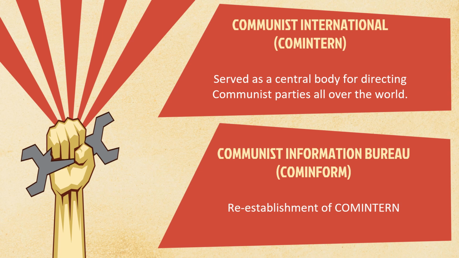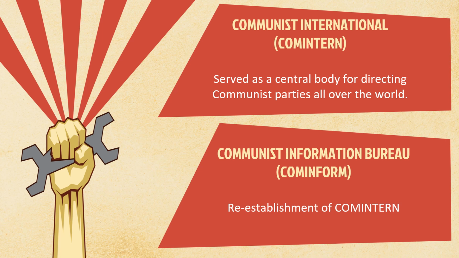Lenin died in 1924 and was succeeded by Joseph Stalin, who dissolved the Comintern. So the Comintern disappeared. However, after World War II, Stalin re-established it, but under a different name: the Communist Information Bureau, or the Cominform. The Soviet Union took over the countries in Eastern Europe.